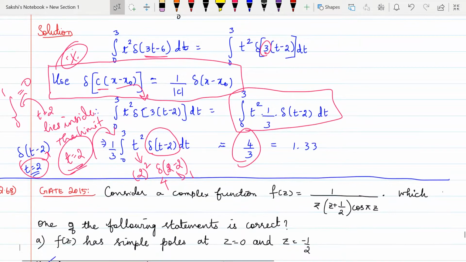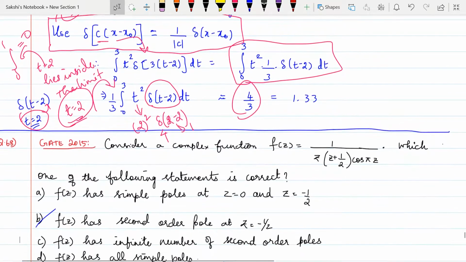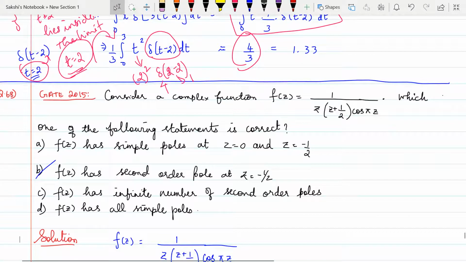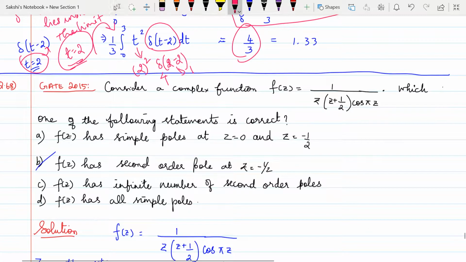Okay. So let us see the next question, which is from complex. It's a tricky question, but we have to go with the options. You have your function. Now, after seeing the function, the basic thing we get is your option A: f of z has simple pole at z is equal to 0 and z is equal to minus half. Yes, I can say that. On seeing this, z is equal to 0 is a pole and z is equal to minus half is a pole. But then, they don't give us a question with such easy options.